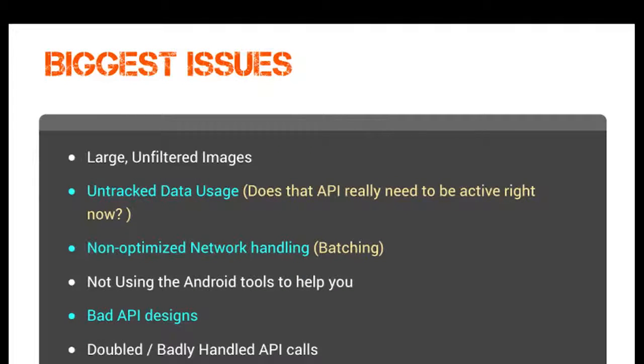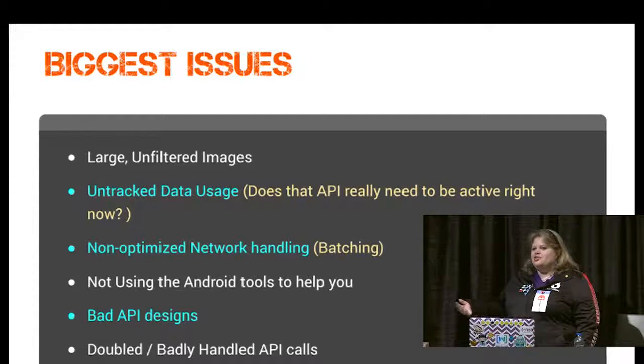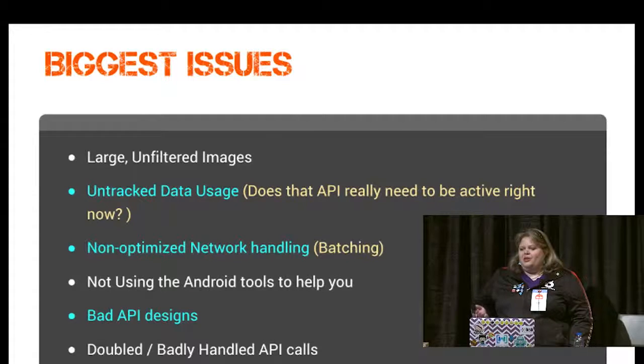So here are some of the biggest issues that we face with mobile networks on applications. Large, unfiltered images. Your API is serving you stuff that's meant for desktops. It's not meant for tiny screens. But you have tiny networks, so you need a way to make those things tiny, right?